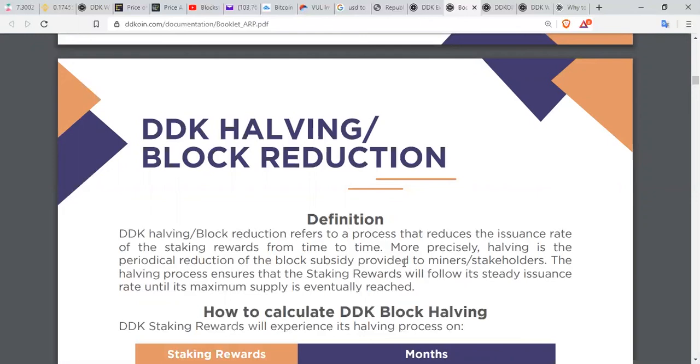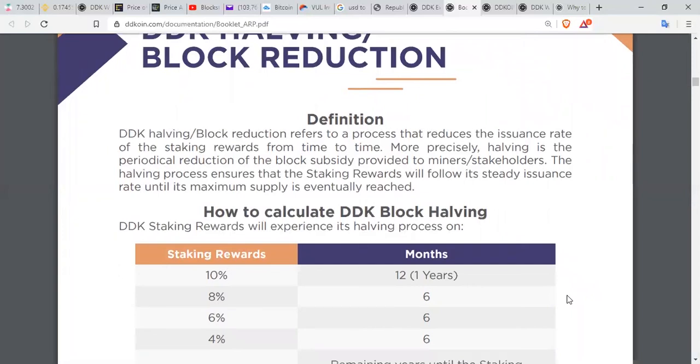Here it was mentioned that, more precisely, halving is the periodical reduction of block subsidy provided to miners or stakeholders. In our case, we are all stakeholders every time we stake a DDK asset. So the halving process ensures that the staking rewards will follow a steady issuance rate until its maximum supply is eventually reached. Remember that the maximum supply of DDK is 45 million, and the mining supply is around 41 million.